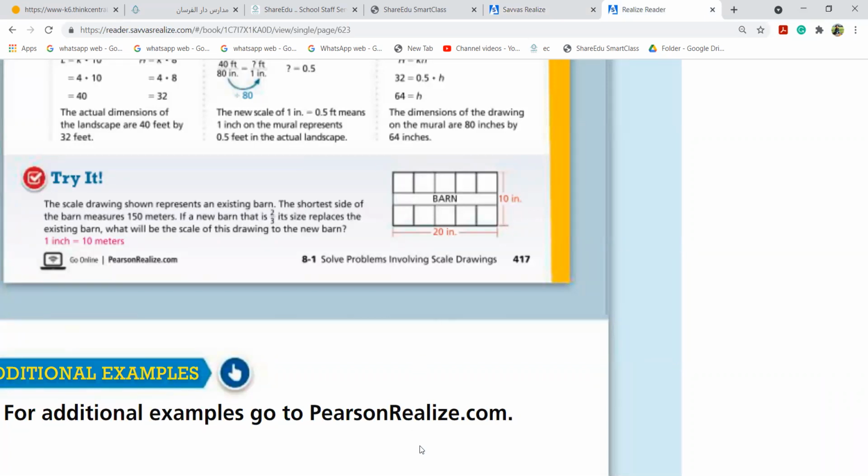So 10 inches is 150 meters. 10 inches equals 150 meters. And if a new barn is 2/3 its size, what will be the scale of the drawing? Okay. So first of all, 2/3 of its size. What is the size of the new barn?